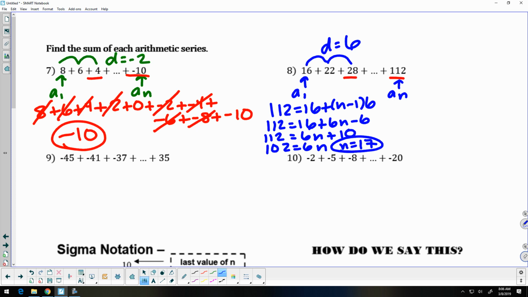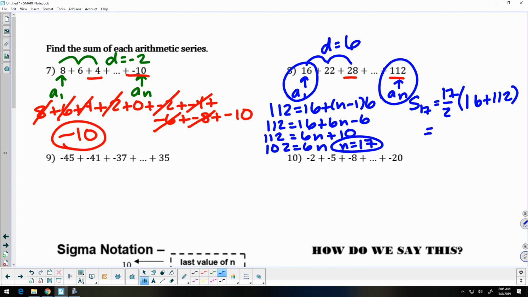Okay, but now we need to find the final sum. So we got n, we got a sub 1, we've got a sub n, so now plug this into the sum of these 17 numbers. So that would be 17 over 2, and then inside we'd have 16 plus 112. So 17 over 2 is just 8.5, and adding those two together would be 128. So now just multiplying, the final sum should be 1088. Okay, so you kind of see both ways.